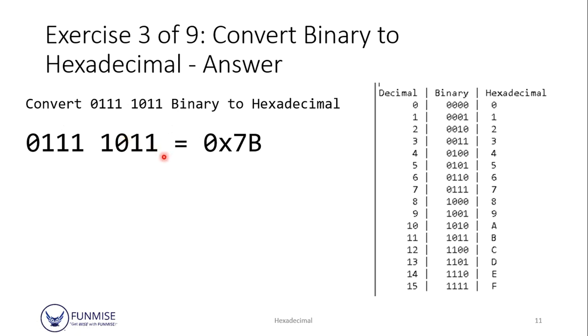What's very handy about this is you can very easily translate binary to hexadecimal, because if you look at the chart of hexadecimal and the chart of binary, for any given sequence of four binary digits, you have a hexadecimal number equivalent. For instance, 1011, as you see here, is hexadecimal B. And 0111 is hexadecimal 7. We use this 0x just as part of the notation to denote that what follows is a hexadecimal number. It's just a common notation. But we can see that 0111 1011 is 7B hexadecimal. That's correct, 7B. Okay, now moving on to exercise 4 of 9.